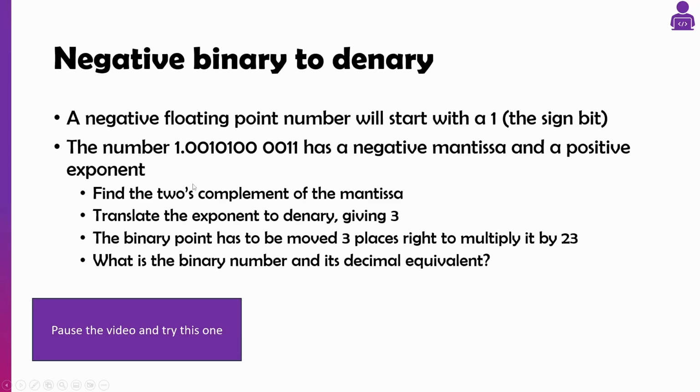So if you've got a negative number though, you'll notice that the sign bit will be a 1, just like looking at sign and magnitude. So we've got a negative mantissa and a positive exponent. So what we need to do is find the 2's complement of the mantissa, translate the exponent, move the decimal point, and then calculate the answer.